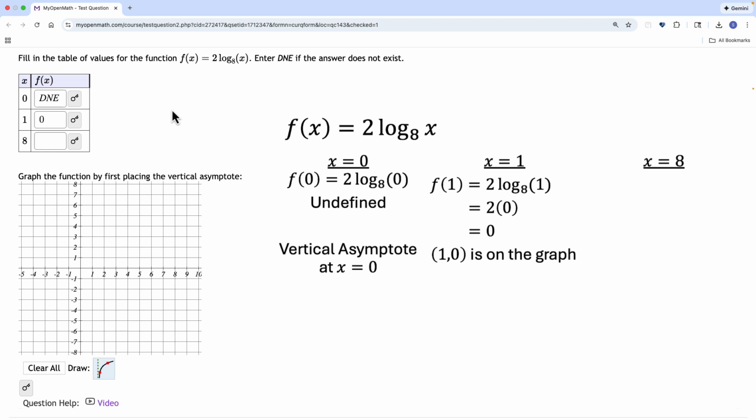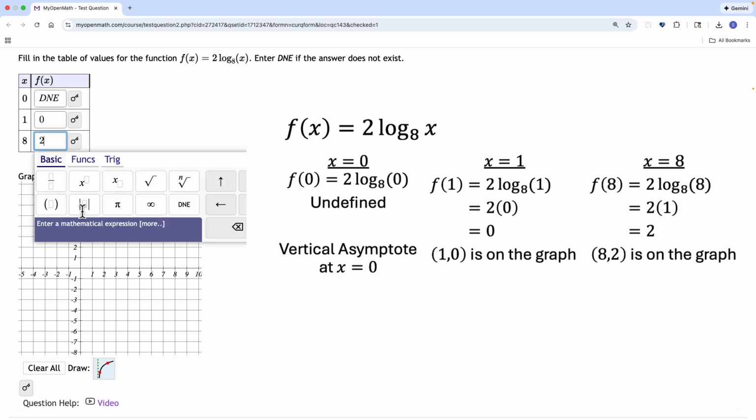Now let's evaluate this function when x is 8. f of 8 would be equal to 2 times log base 8 of 8. Log base 8 of 8 is 1, so this would be 2 times 1, which would be equal to 2. That tells us that the point (8, 2) is also on the graph. When x was 8, f was 2.